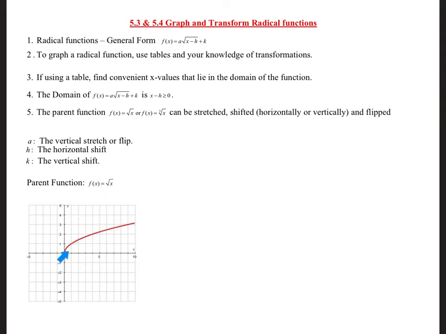This is the parent function, and this is how the parent function looks. And you can see it starts at 0 and goes to infinity.